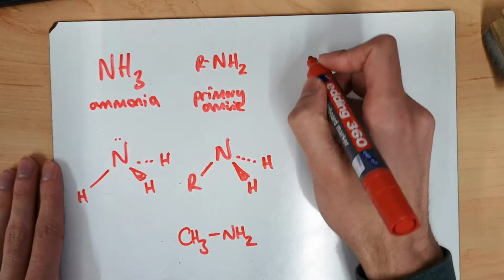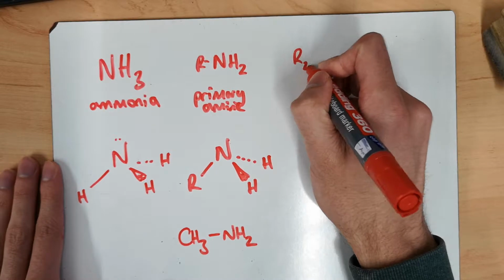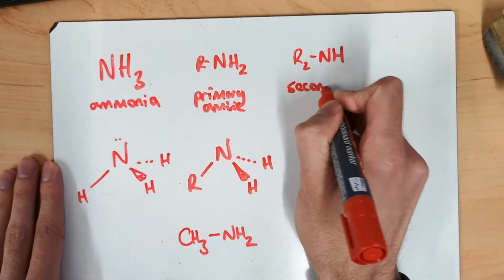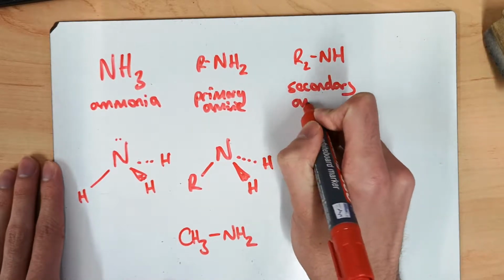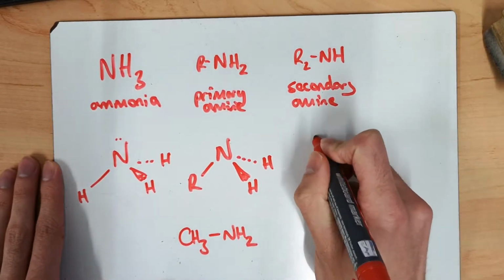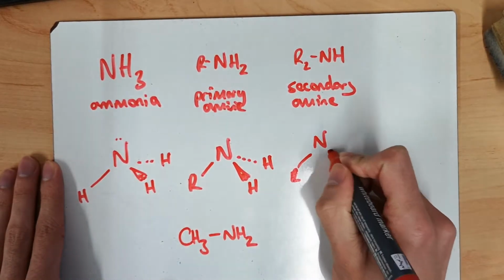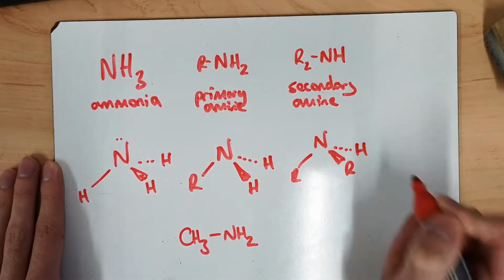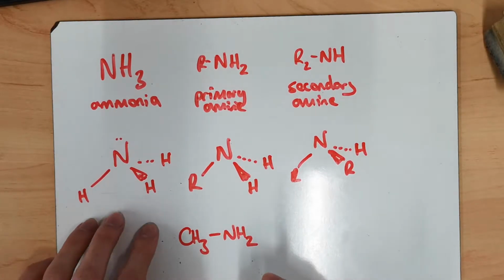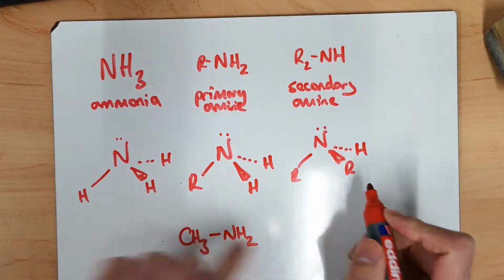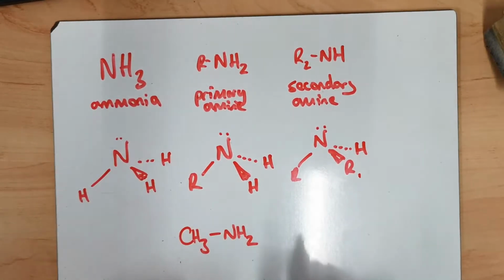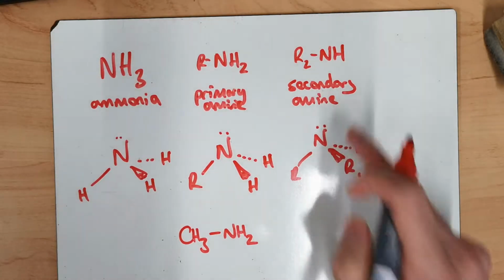Our next one is then our secondary amine. And this is where 2 of the hydrogens that we had in ammonia are now replaced with R groups. I'll just call that R1. It doesn't necessarily have to be exactly the same R group. You have different types of R groups attached, and that's our secondary amine.